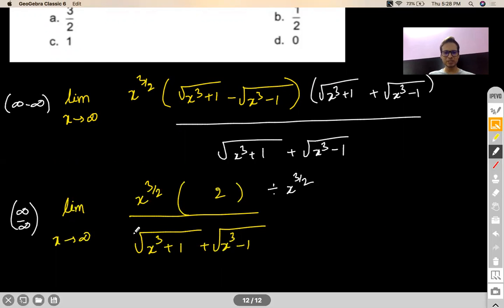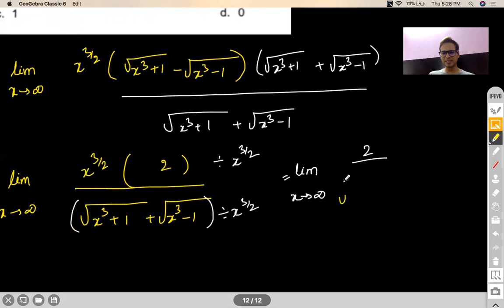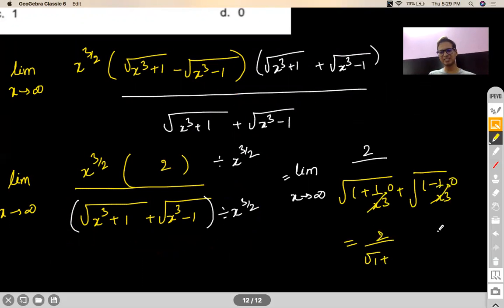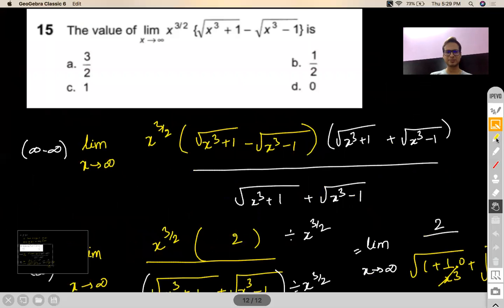So x to the power 3 by 2, when you divide both numerator and denominator, numerator will become a 2. Denominator, x to the power 3 by 2 will enter as an x cube. So it will give you 1 plus 1 by x cube and 1 minus 1 by x cube. And these terms will tend to 0. So your answer will be 2 by root 1 plus root 1. That is 2 by 2, which is 1. Absolutely correct, Janta. Option number C was correct.